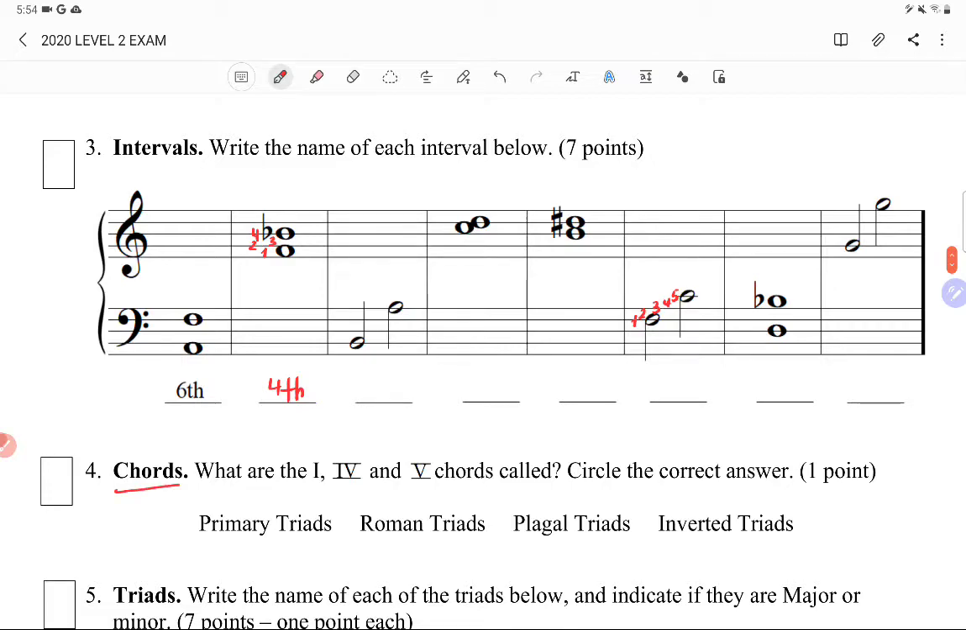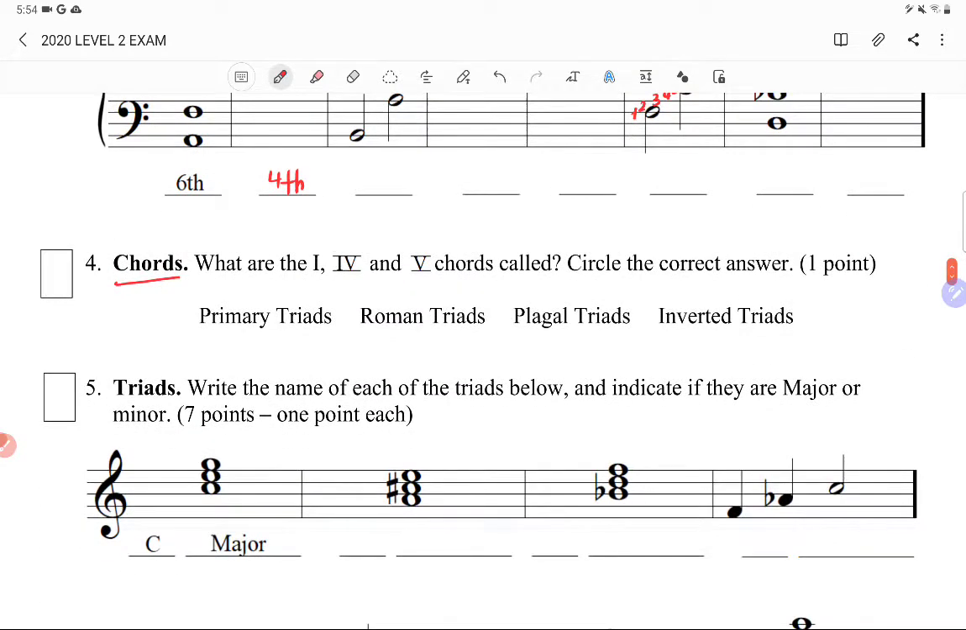Now let's look at chords. What are the 1, 4, and 5? That's actually Roman numeral 1, Roman numeral 4, and Roman numeral 5. Because those triads we use the most often, like for example, in Happy Birthday to You. Happy birthday to you, happy birthday to you, happy birthday, happy birthday, happy birthday to you. Okay, we use 1, 5, 5, 1, 1, 4, 1, 5, 1, okay?